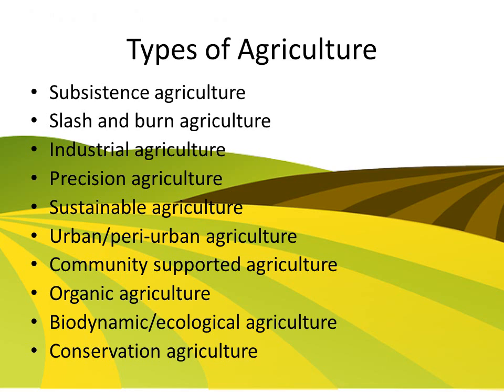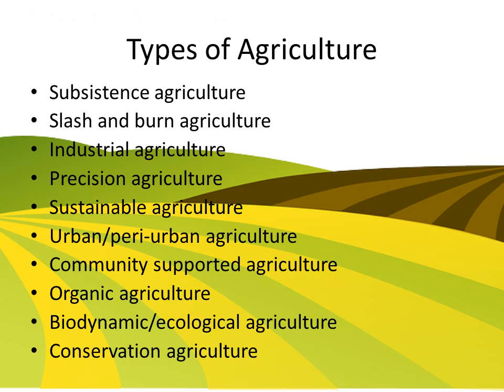So while the actual range of agricultural methods is very large, we're going to concentrate on the most common types. There are 10 very common types of agriculture. We'll discuss each one individually. First, we will talk about subsistence agriculture, followed by slash and burn agriculture, industrial agriculture, precision agriculture, sustainable agriculture, urban/peri-urban agriculture, community-supported agriculture, organic agriculture, and biodynamic ecological agriculture, followed by conservation agriculture.